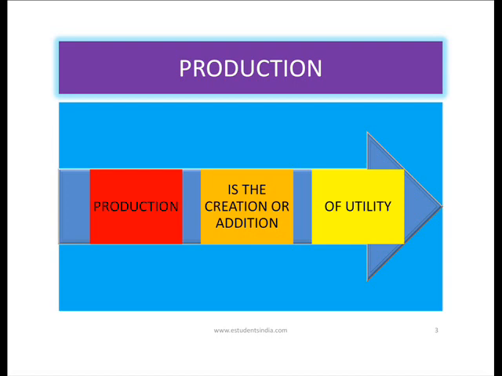Man can neither produce a physical product nor can he destroy it. He can only change the form of a physical product. He can create utilities only. Production is the creation or addition of utility. Any activity that makes a product more useful is called production.